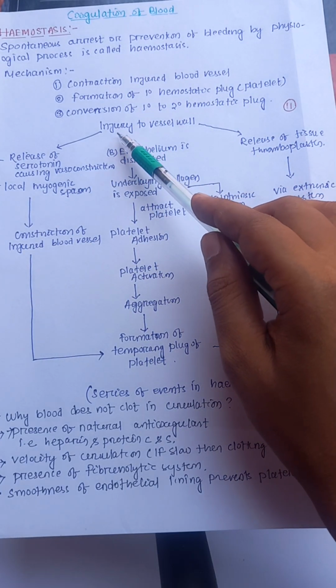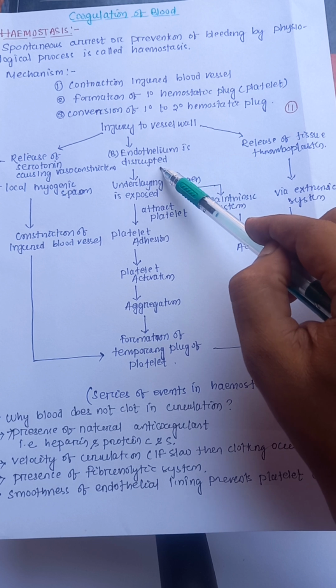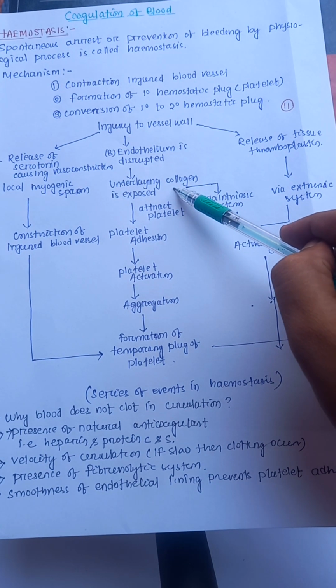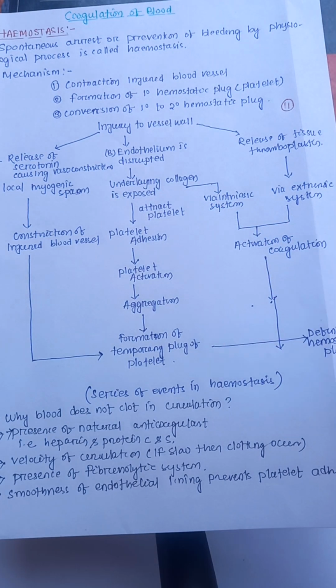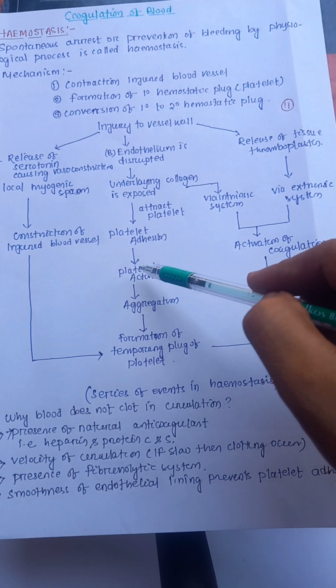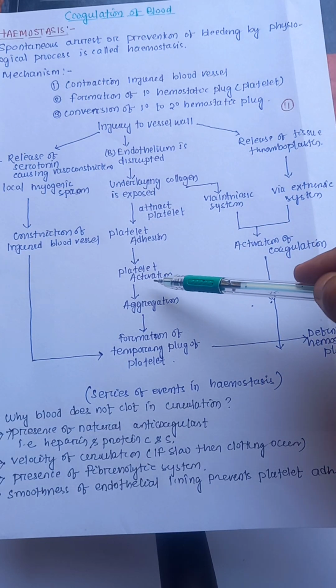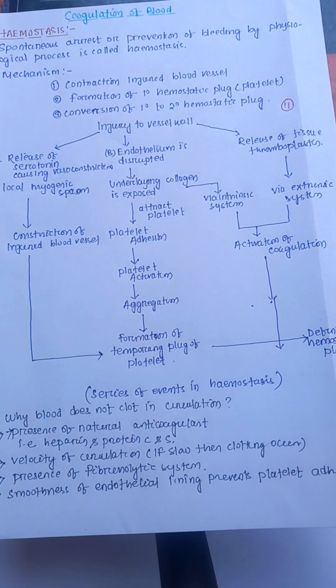Okay, and also one more thing happens: with injury to the blood vessel, the endothelium is disrupted. If the endothelium gets disrupted, there is exposure to collagen, and vWF is also present there, which causes attachment of platelets. There will be platelet adhesion, then platelet activation, and release of certain granules that attract other platelets. Then there will be aggregation of platelets.